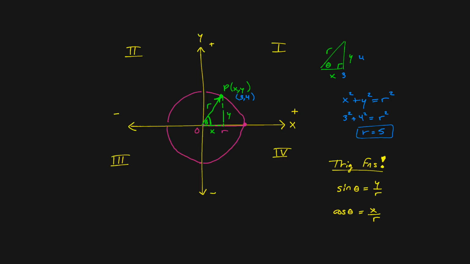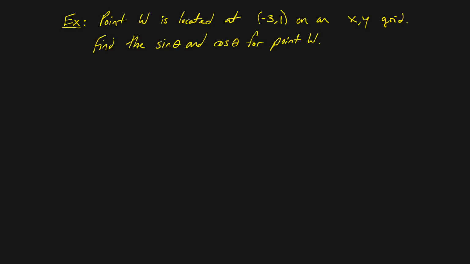Alright, now let's try an example. For this example, point W is located at negative 3, 1 on an x and y grid. Find the sine theta and cosine theta for point W. Feel free to take a moment, pause, and see if you can solve this problem.